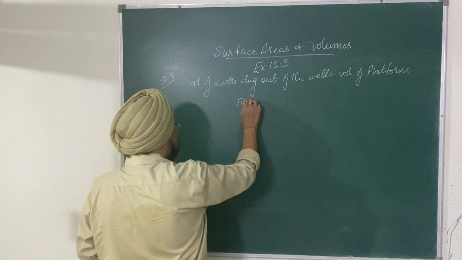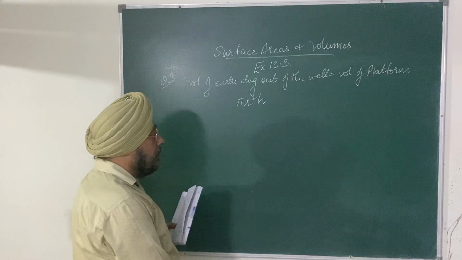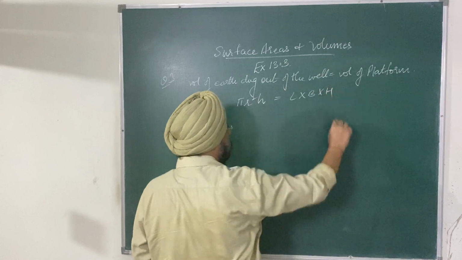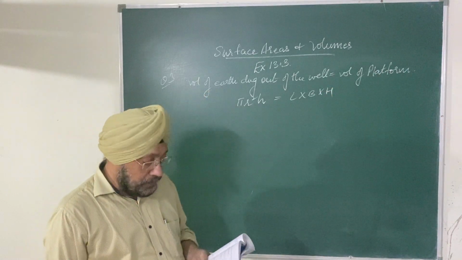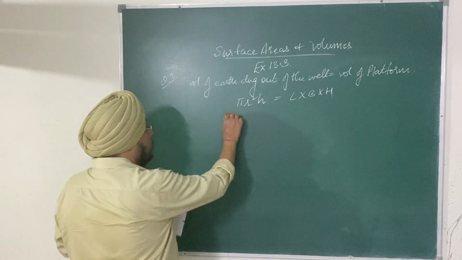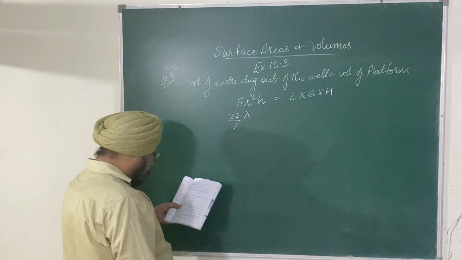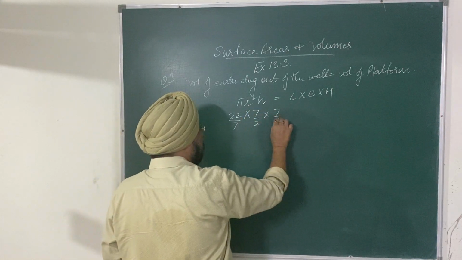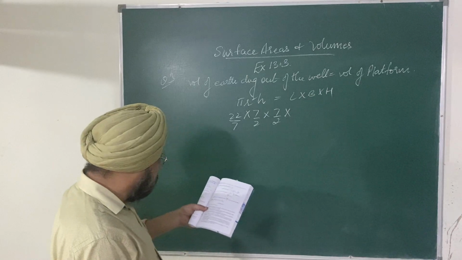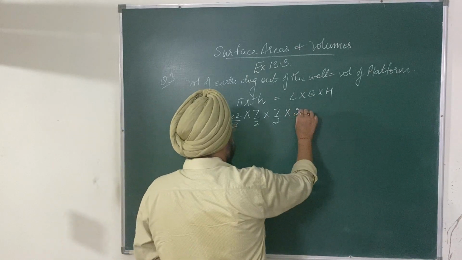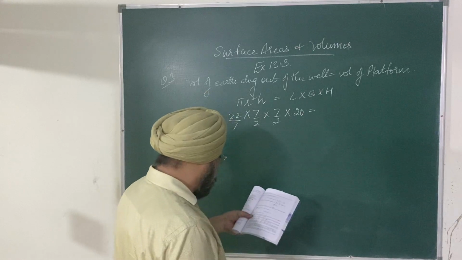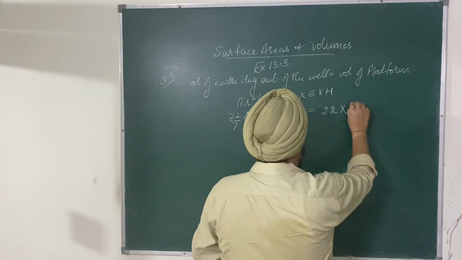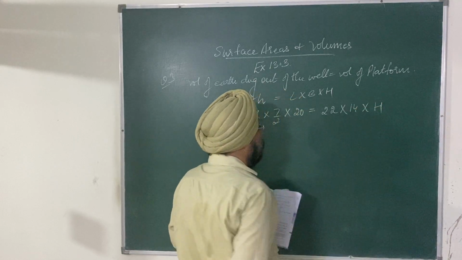So the volume of the earth dug out from the cylindrical well is pi r square h, and on that side the volume of the platform must be equal to L multiplied by B multiplied by H. So let's substitute the values. This is 22 by 7. Now the diameter is 7 meters, so the radius must be 7 by 2. The depth of the well is given as 20 meter. So this is equal to length 22, breadth 14, and the height we have to calculate.